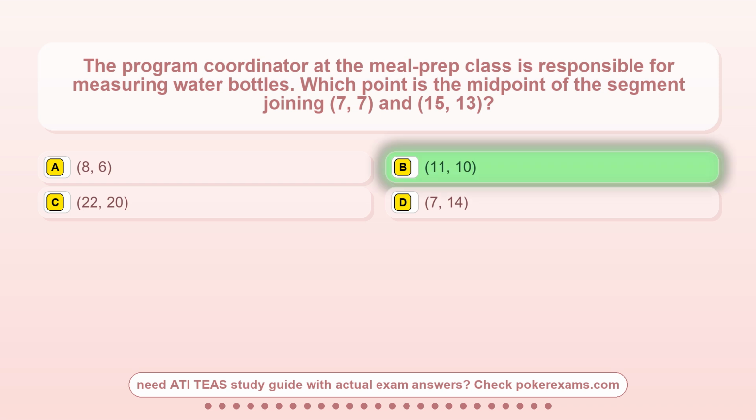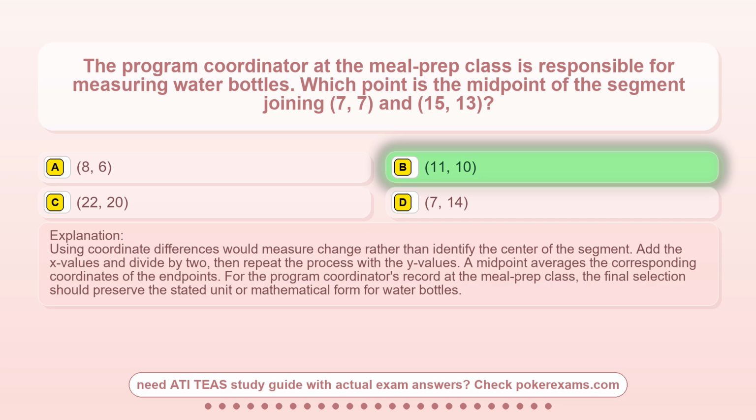The correct answer is option B, (11, 10). Using coordinate differences would measure change rather than identify the center of the segment. Add the x-values and divide by 2, then repeat the process with the y-values. A midpoint averages the corresponding coordinates of the endpoints. For the program coordinator's record at the meal-prep class, the final selection should preserve the stated unit or mathematical form for water bottles.